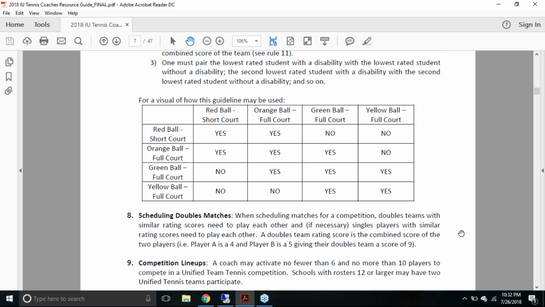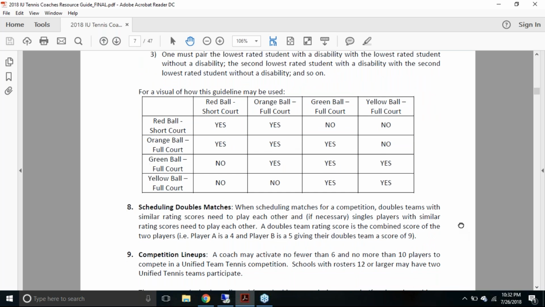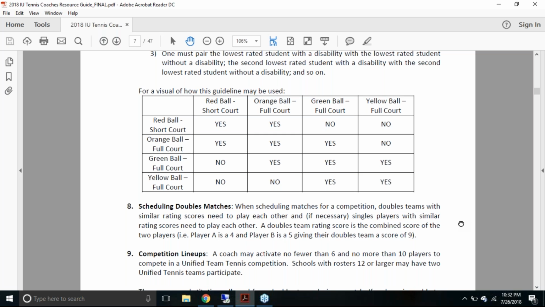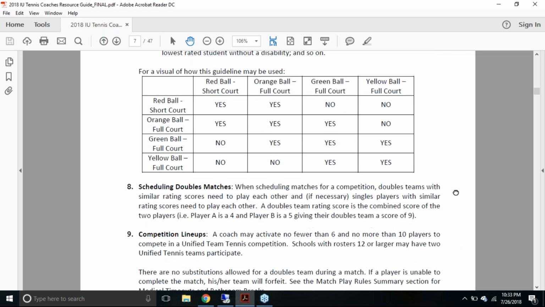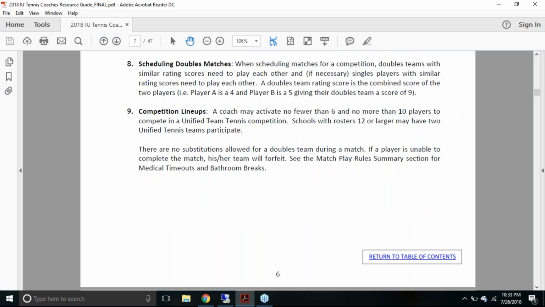We do also have some supplementary recordings that can explain in a more visual capacity how you can pair your rated players after you have completed that rating session, and if you are dealing with some variances greater than 5. When scheduling matches for competition, doubles teams with similar rating scores need to play each other. And if necessary, singles players with similar rating scores need to play each other.